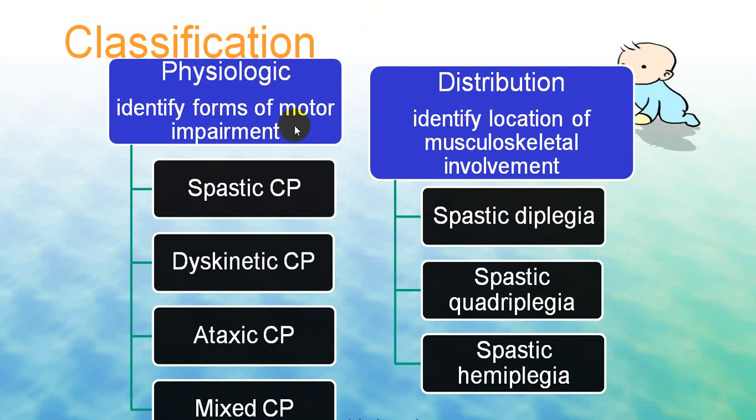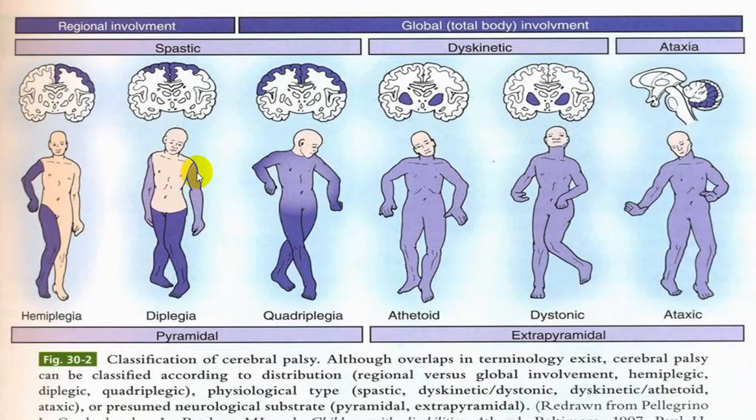So physiologically you can classify into spastic, dyskinetic and ataxic, and mixture you will call as a mixed variety. Distribution wise, diplegia, quadriplegia and hemiplegia are more common. Monoplegia is rather rare. So typical upper limb, lower limb involved, hemiplegia. Lower limb more involved as compared to upper limb, but all the four limbs are involved, the word utilized is diplegia. When all the four limbs are involved, you call it quadriplegia.